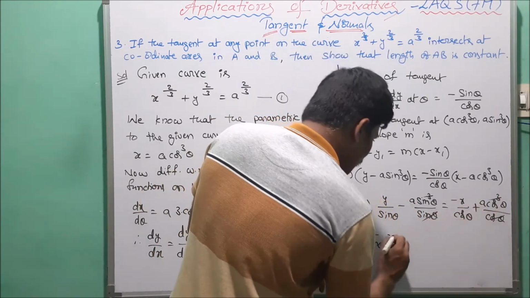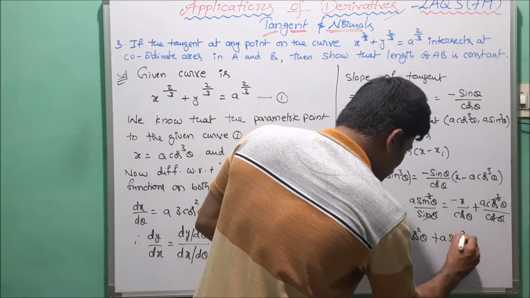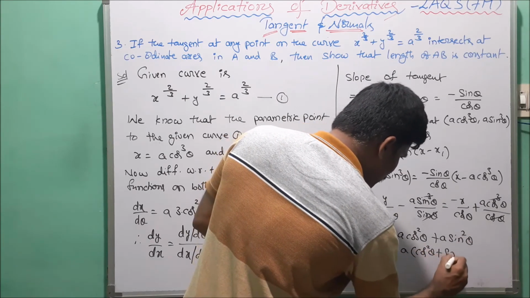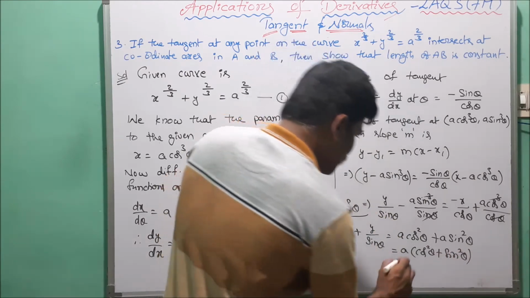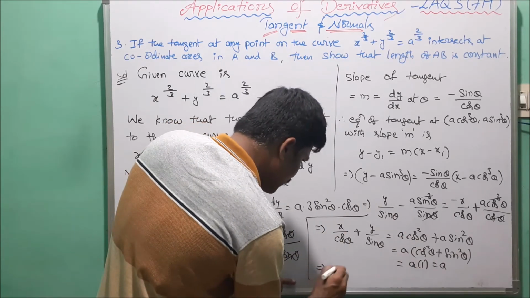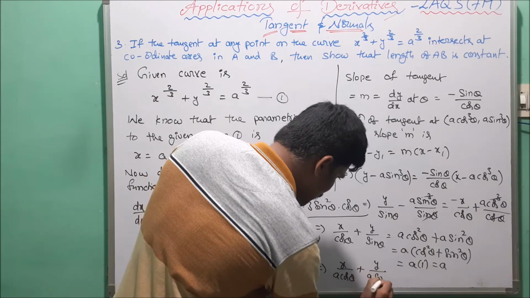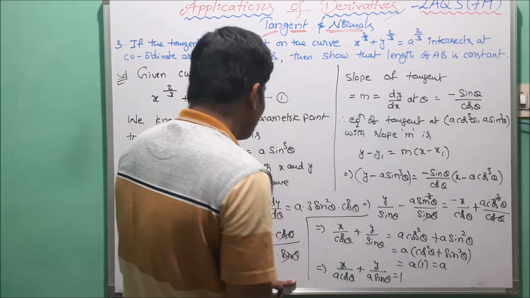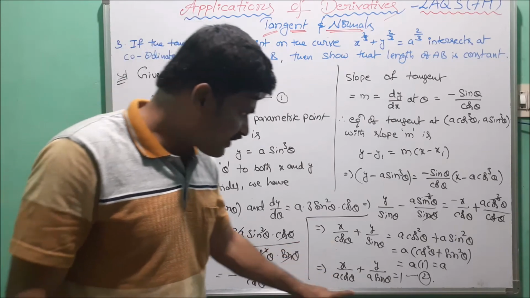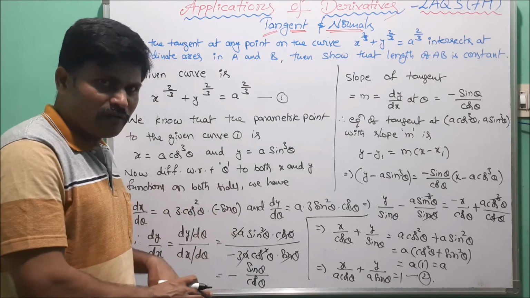Now here this is a cos square theta, this is plus a sin square theta. Now we take common a into cos square theta plus sin square theta, equal to 1. That means a into 1, that equals a. Now divide with a also, then we write x by (a cos theta) plus y by (a sin theta) equal to 1, which is equation 2. So this is the equation of the tangent. Now clearly we observe this is the intercept form also. So first we write this solution and after that I can explain the remaining solution.